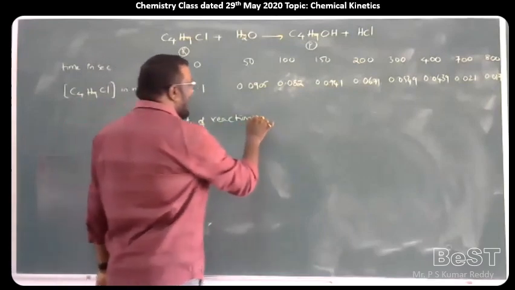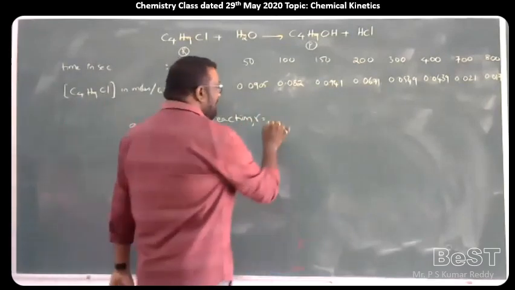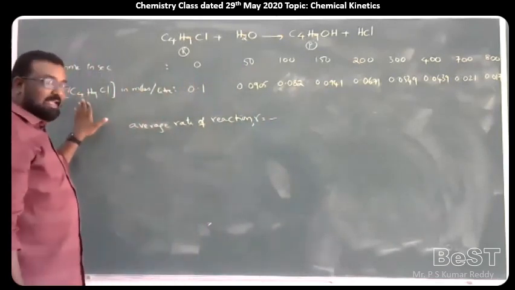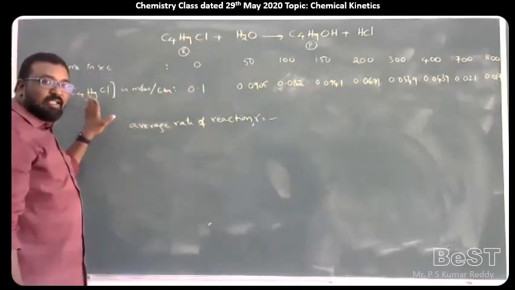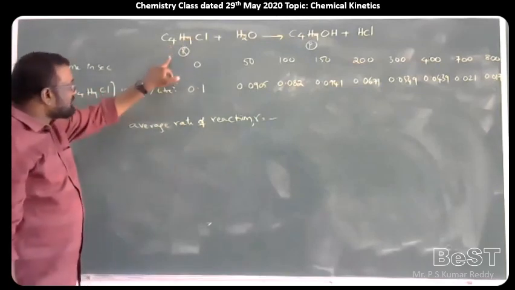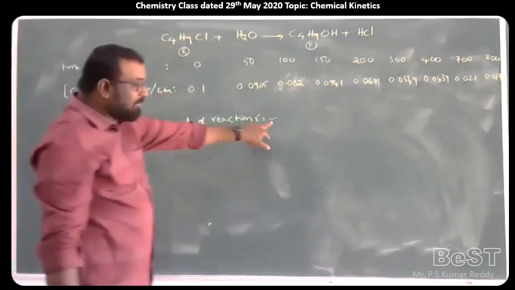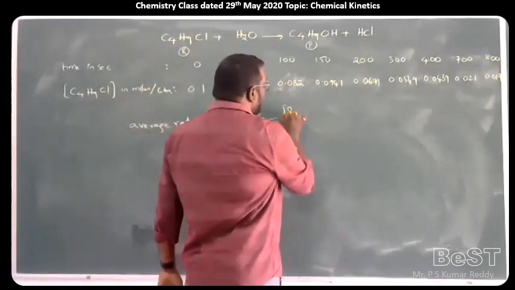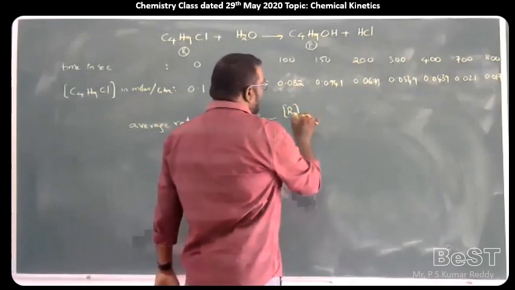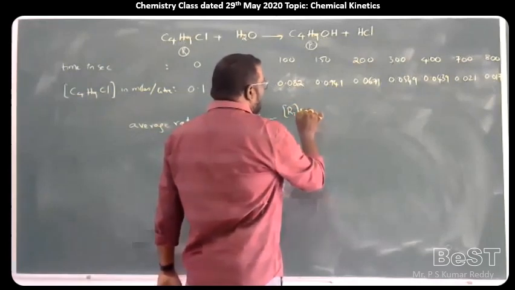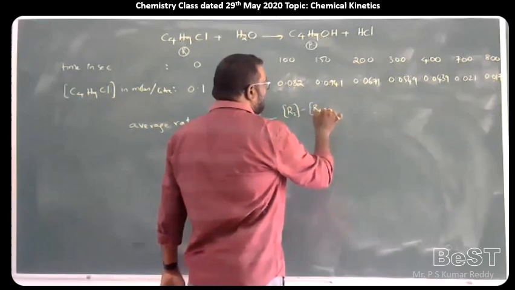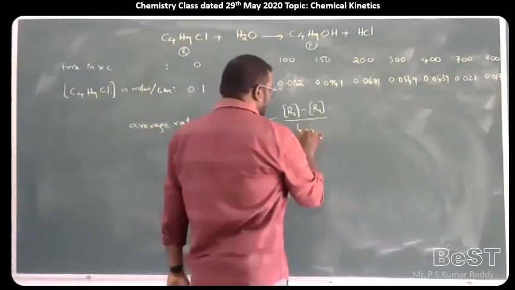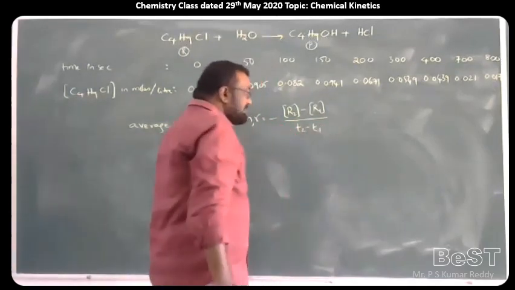Average rate of reaction R is equal to minus. Why are we taking minus here? Because it is with respect to reactants. In a reaction, the concentration of the reactants always decreases, so we take the minus sign here. R2 is the concentration of the reactant at T2 time, and R1 is the concentration at T1 time. This is the formula we have.